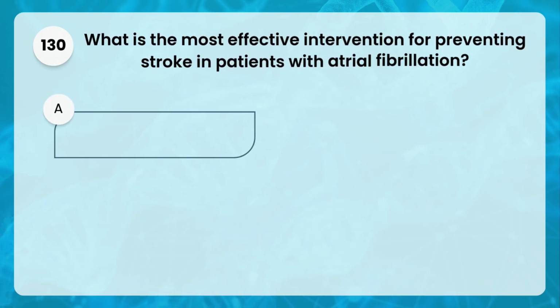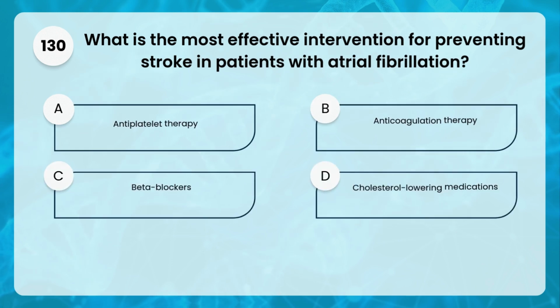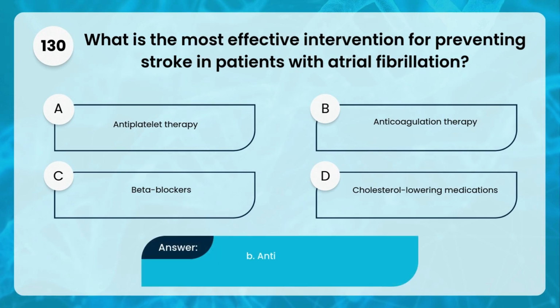Number 130. What is the most effective intervention for preventing stroke in patients with atrial fibrillation? A. Antiplatelet therapy. B. Anticoagulant therapy. C. Beta blockers. D. Cholesterol-lowering medications. The answer is B. Anticoagulant therapy.